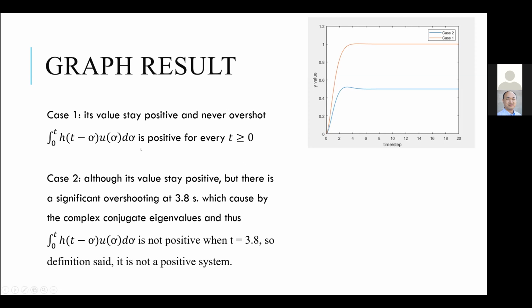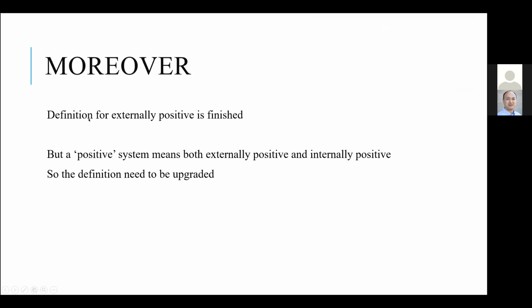So for B, if it is greater than 0, the system is positive; otherwise it's not. Okay, that makes sense. Moreover, we have a definition for the external one, but we still need the internal one because we want to make it positive.